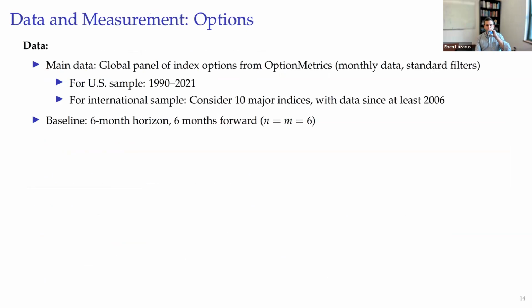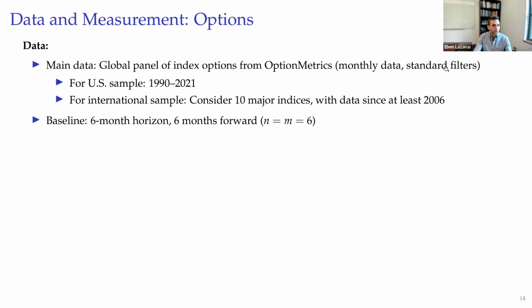Okay, so measurement. Very quickly, we're going to use the global panel from OptionMetrics. Again, we're interested in expectations of the market return. So we're going to be considering index options at all available strikes and all available horizons, at least the ones that are liquid enough to make meaningful statements out of. We're going to measure things monthly and apply standard filters. In the appendix, we have a bunch of different sets of filters that give us, in fact, different estimates of spot rates and forward rates. But the nice thing is that those differences tend to cancel out.